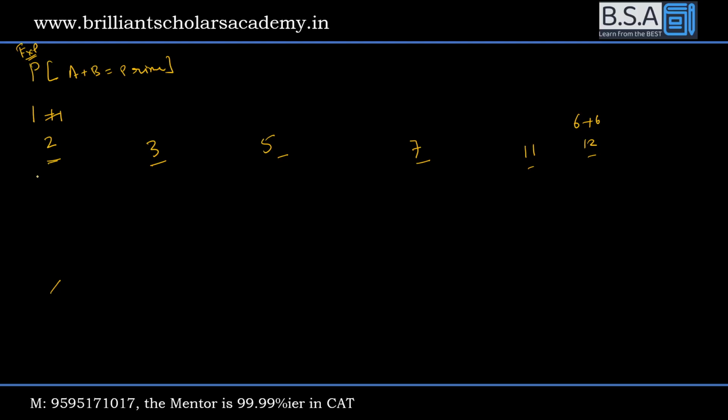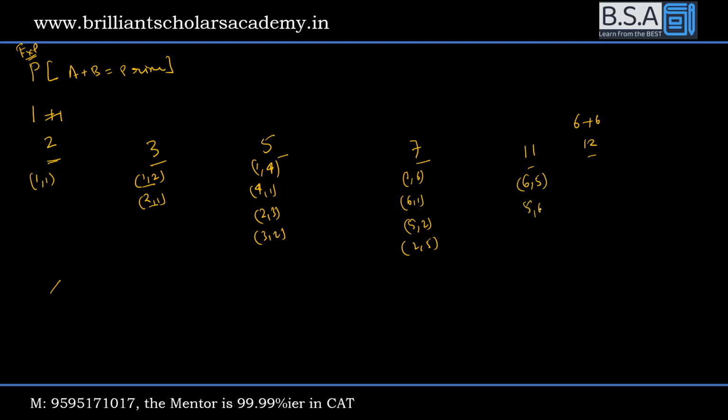I can create 2 in only one way, 1 comma 1. How can I create 3? 1 comma 2 and 2 comma 1. They will both be considered, 1, 2 and 2, 1. How can I create 5? 1, 4, 4, 1, 2, 3, 3, 2. How can I create 7? I can create 7 as 1, 6, 6, 1, 5, 2, 2, 5. How can I create 11? 6, 5, 5, 6.